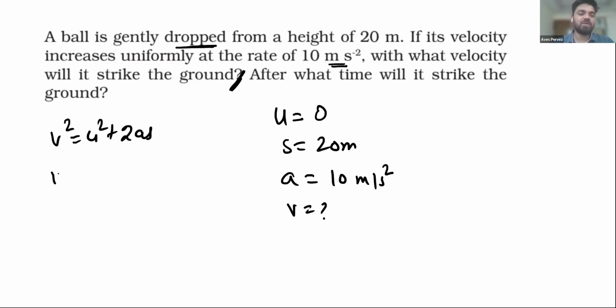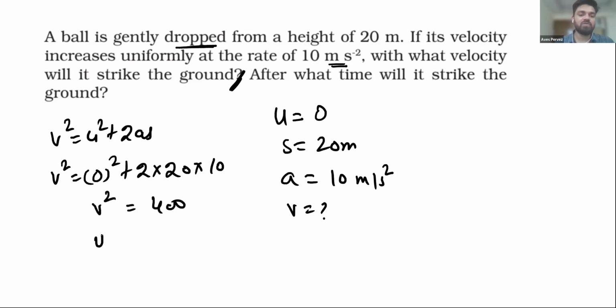By using this one, you can calculate: v square is equal to u square, where u is 0, plus 2 into 20 into 10. So you will get 400. So v is equal to 20 meter per second.